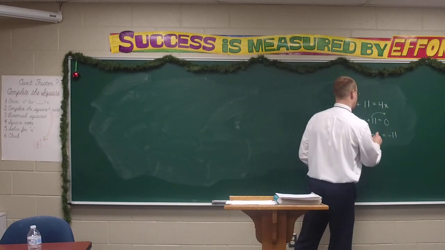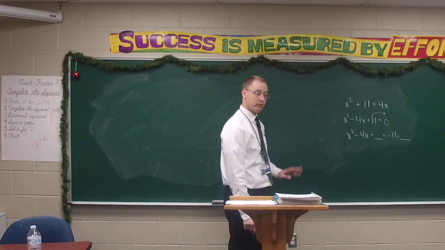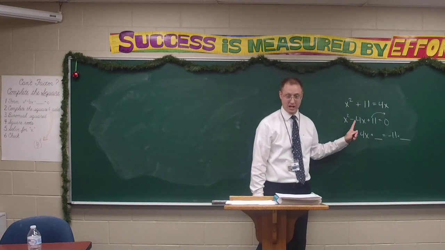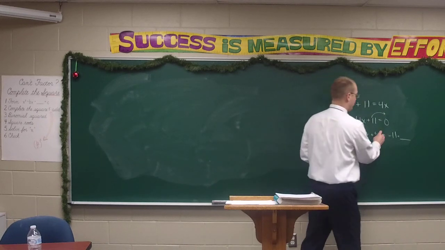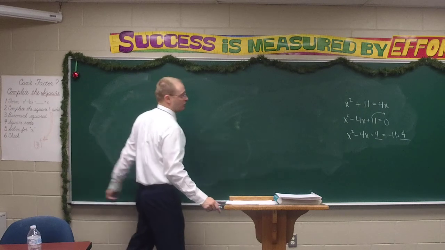And what do you put in its place? What goes in the blanks, class? 4. How do you get the number? 2 steps, class. You half and square. What do we do? Half gives me 2, squared gives me 4. I'm going to put that on both sides. Again, that's the b over 2, and you square it.